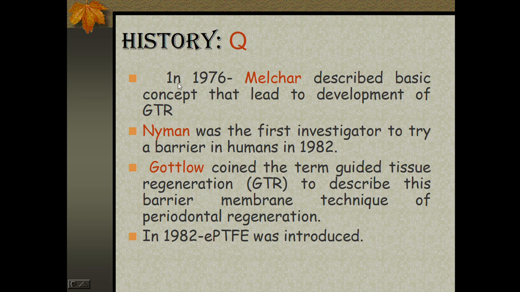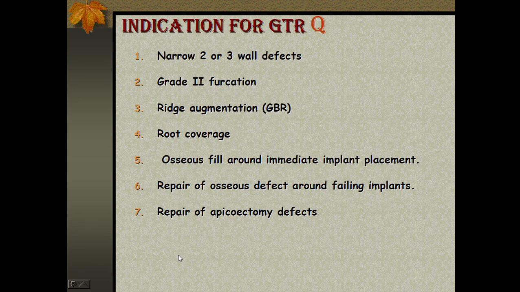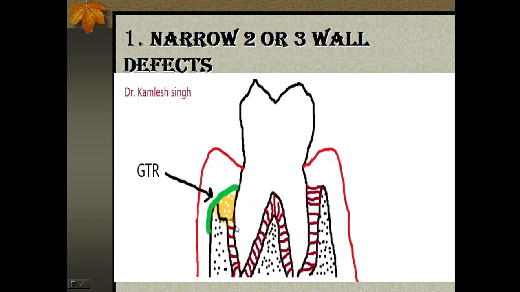So what is important in the history of guided tissue regeneration? First, Melcher in 1976 gave the concept, and then Nyman was the first investigator to try a barrier membrane in humans in 1982. Gottlob coined the term guided tissue regeneration, and in 1982 the polytetrafluoroethylene membrane was introduced. Indications: I'll be explaining in detail various indications of guided tissue regeneration. It's used in narrow 2 to 3 wall defects, grade 2 furcation, ridge augmentation, root coverage, osseous fill around immediate implant, repair of osseous defect around failing implant, and repair of apicectomy defect.